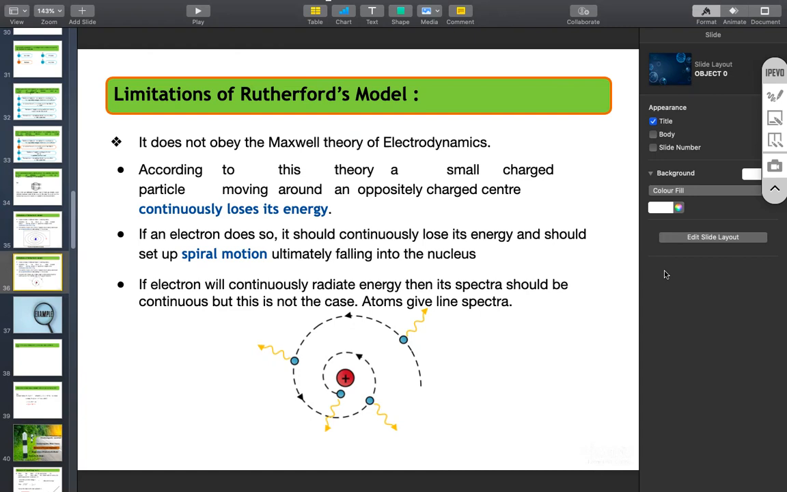But a few lines were missing in this process, meaning a few colors were missing. This means this atom model is not possible, and it also tells that the electron is not radiating energy, because if it were, it would give a continuous spectrum, but practically we didn't get a continuous spectrum.